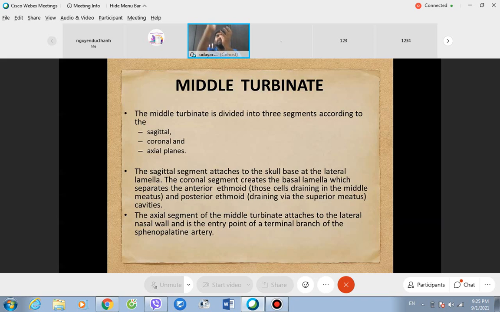If the middle turbinate is starting like this, this is the left nasal cavity. Middle turbinate in the sagittal plane, the starting part, which is attached to the lateral lamella. Middle turbinate in the coronal plane. The coronal plane is dividing the anterior and posterior ethmoidal air sinuses. And the middle turbinate in the axial plane forms the posterior most part, and it is attached to the lateral wall of the nose, where the entry of the terminal branch of the sphenopalatine artery is occurring.